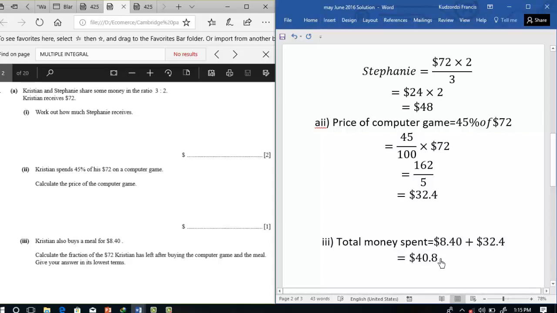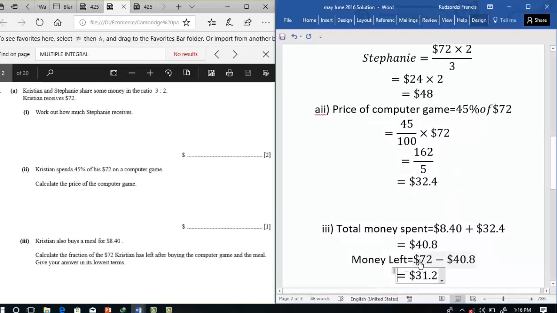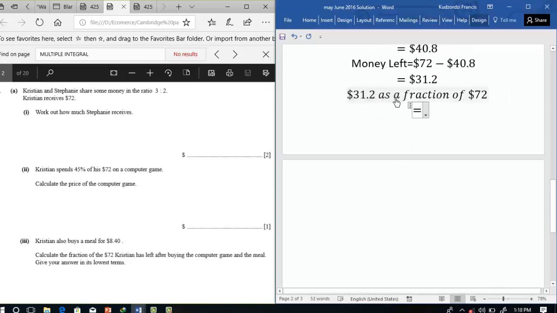So the money left will be $31.2. That is 72 minus 40.8. This is the total money left. Now we are supposed to calculate the fraction of the 72 Christian has left. So we express this as a fraction of 72. Now $31.2 as a fraction of 72 will be equal to, so you multiply both the numerator and the denominator by 10 to get this. Now 8 will go here 13 times, and 8 will go here 30 times.